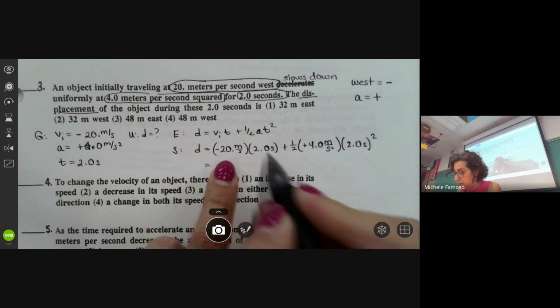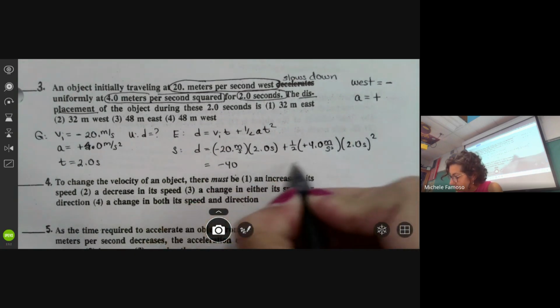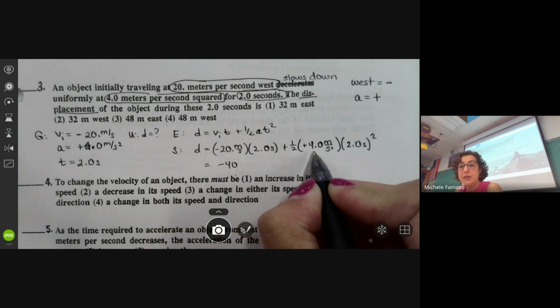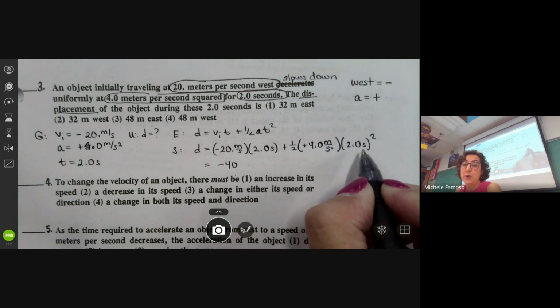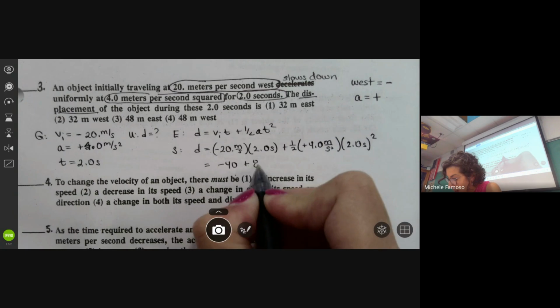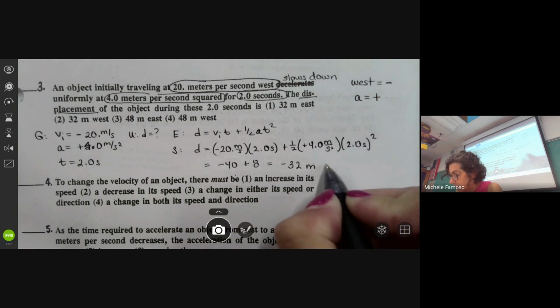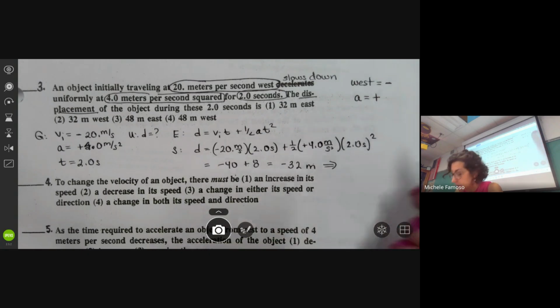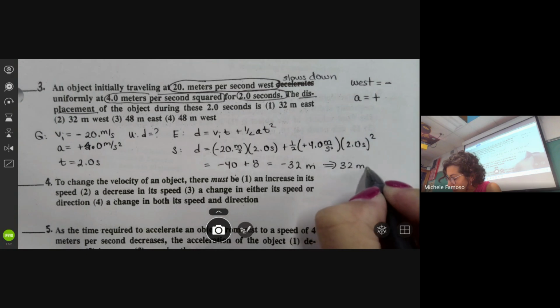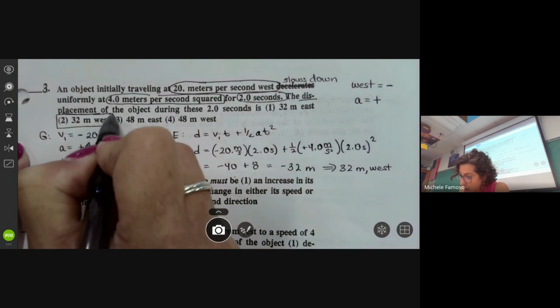Now I'm going to get my answer. I'm going to do the math. Negative 20 times 2 is negative 40. Half of positive 4 is 2. 2 times 2 squared is 4. So 2 times 4 is 8. And that is a positive 8, which gives me negative 32 meters. Now, what does the negative mean? It means west. So my displacement is 32 meters to the west, which is choice number 2.